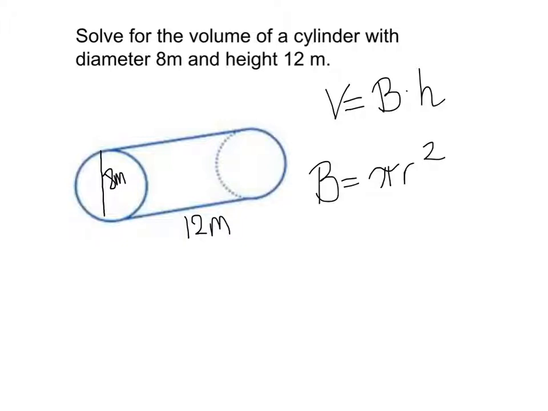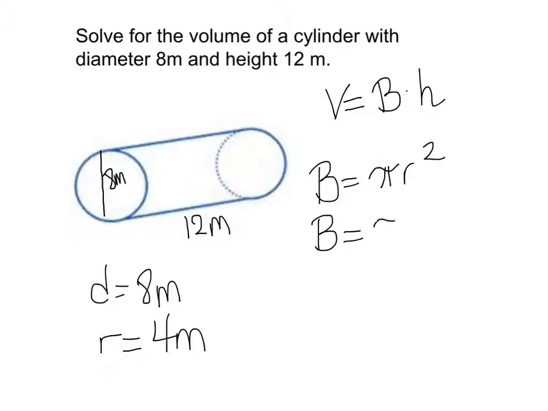And in this case they give us the diameter is 8 meters. So our radius is half our diameter. So our radius is going to be 4 meters. So when I plug that into this formula, I'll get pi times 4 squared, which will give me 16 pi for the area of my base.